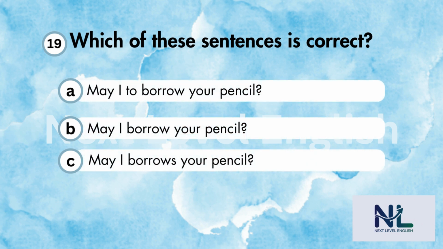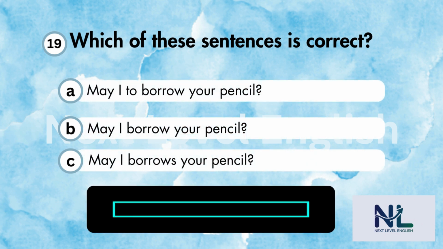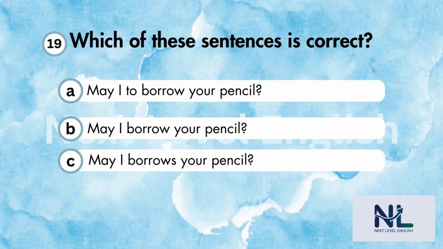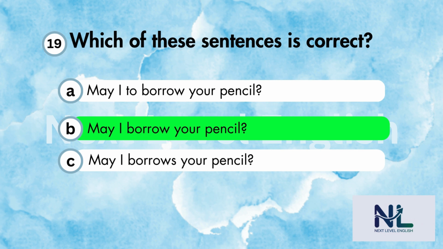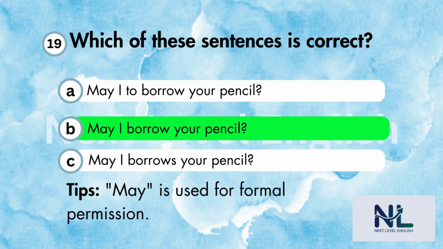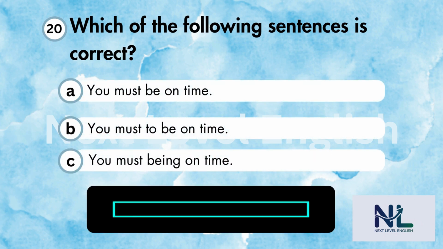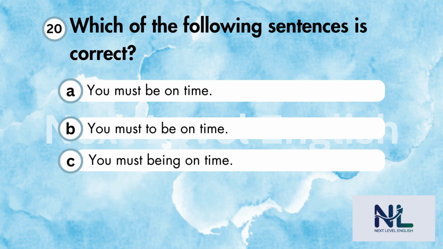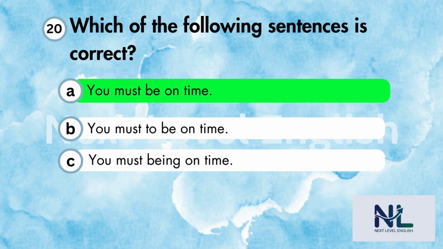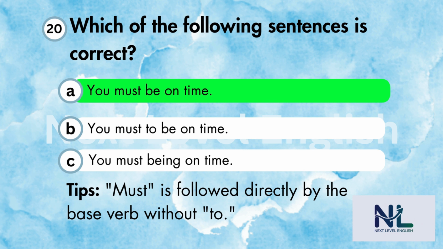19. Which of these sentences is correct? May I borrow your pencil? Tips, may is used for formal permission. 20. Which of the following sentences is correct? You must be on time. Tips, must is followed directly by the base verb without to.